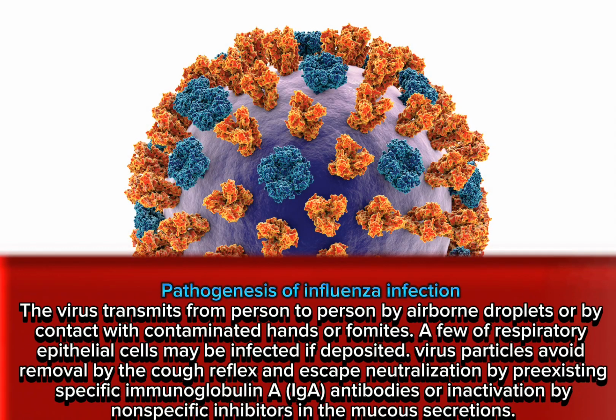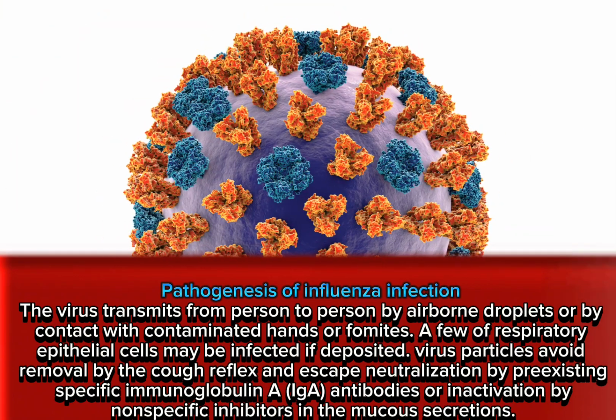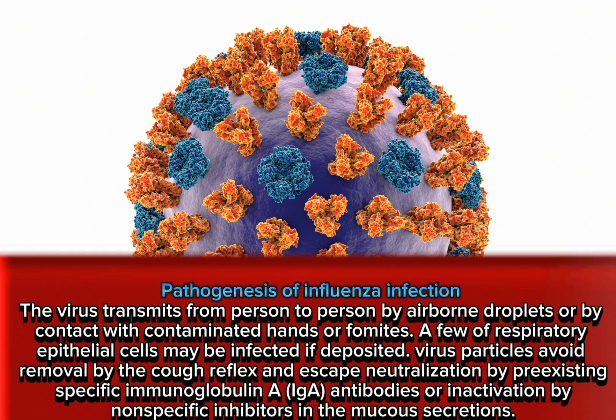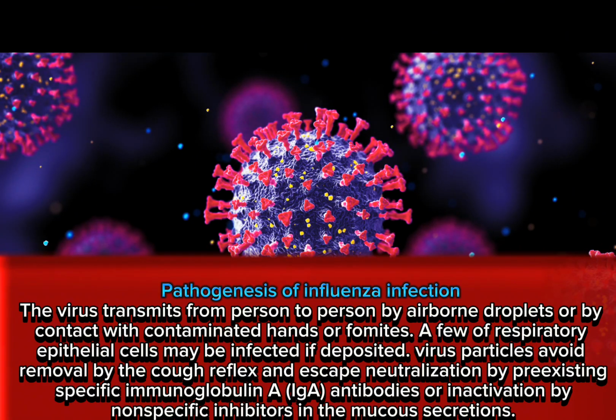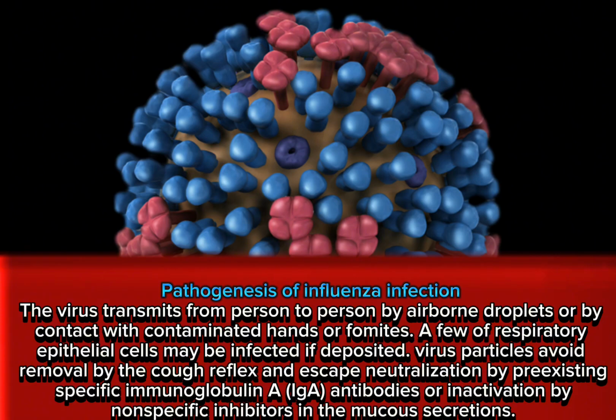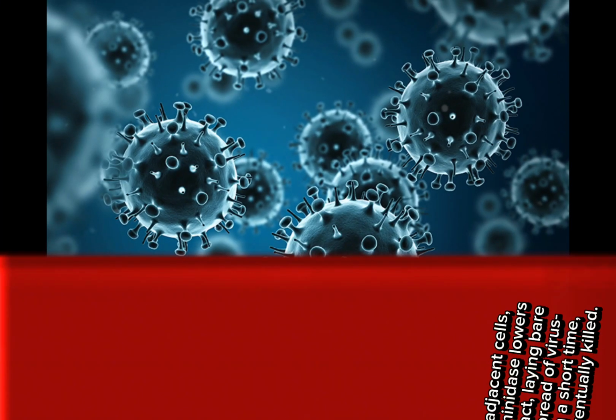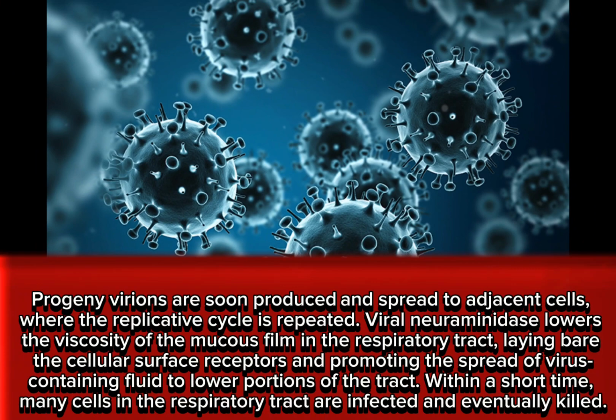Pathogenesis of influenza infection. The virus transmits from person to person by airborne droplets or by contact with contaminated hands or fomites. A few respiratory epithelial cells may be infected if deposited. Virus particles avoid removal by the cough reflex and escape neutralization by pre-existing specific immunoglobulin IgA antibodies or inactivation by non-specific inhibitors in the mucus secretions. Progeny virions are soon produced and spread to adjacent cells, where the replicative cycle is repeated.